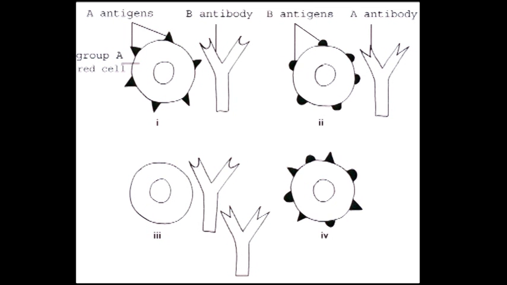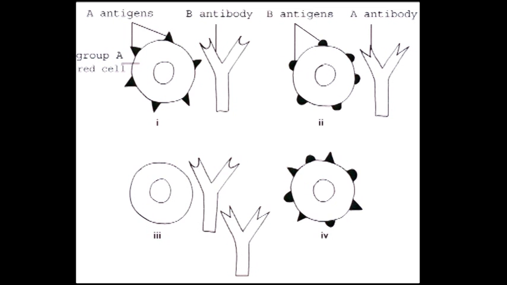Now, if you're blood group O, you will have antibodies to every antigen you don't have. And if you're blood group O, you have no antigens. So that means if you are blood group O, you will have A antibodies and B antibodies in your plasma.